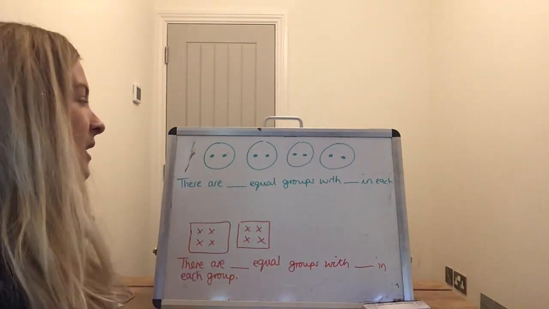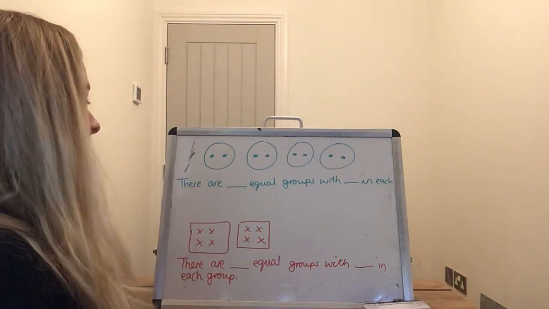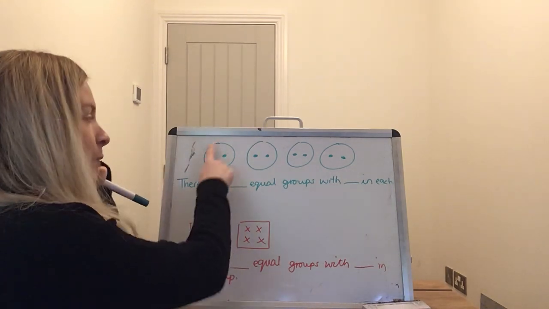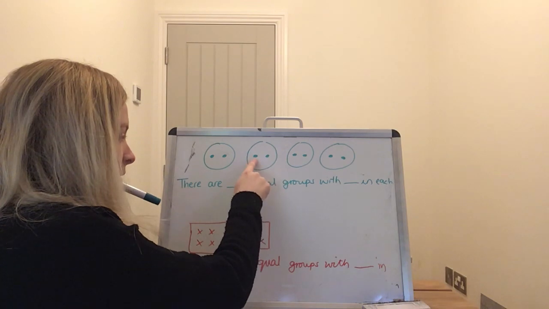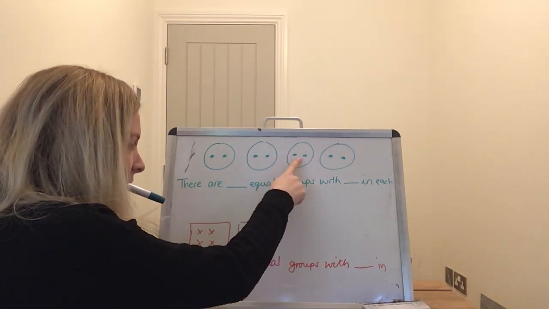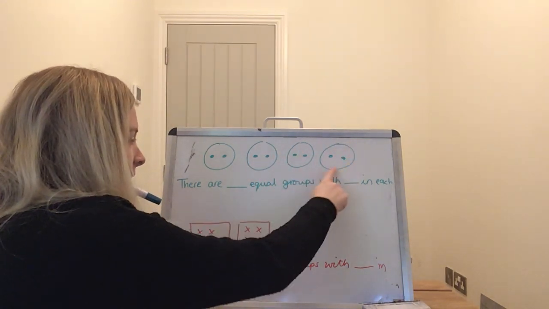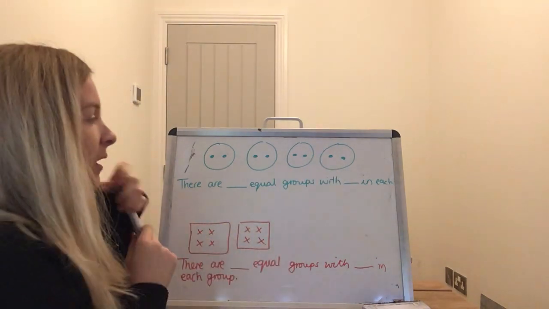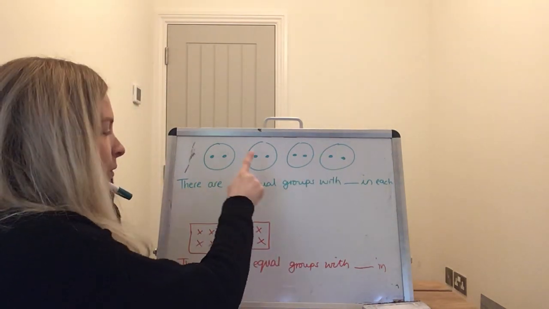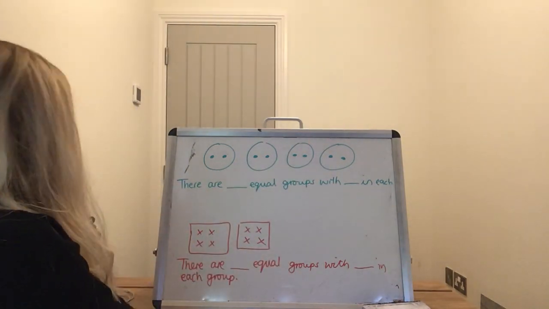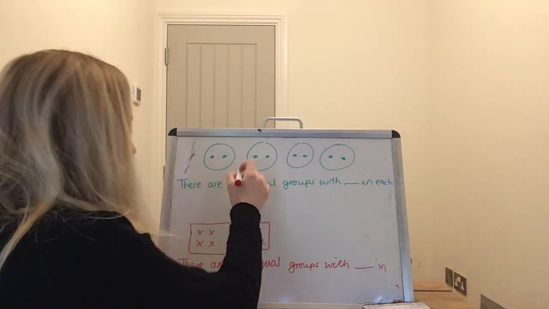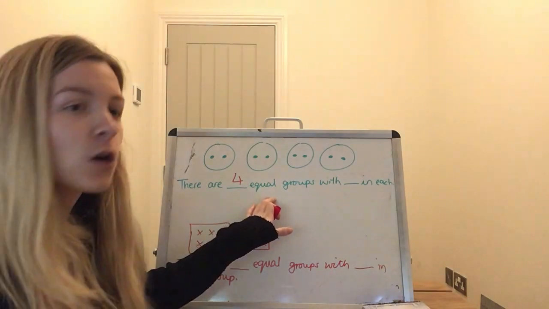So how many equal groups have I got here? Let's count. Well, there's a group here with some bits inside. There's another one here with some inside. And there's another one here. Okay, so there's one group, two groups, three groups, four groups. There are four groups. Notice this word, it says equal groups.